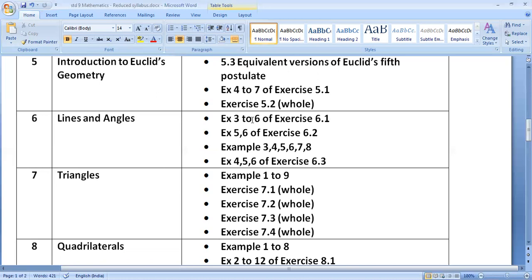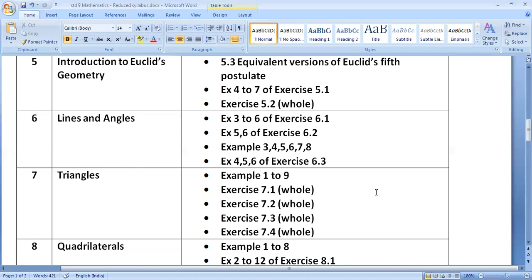Let's come on page number 101. Lines parallel to the same line. In that, as I told you, theorem 6.6 statement you have to prepare. On page 102, example 5 is excluded. Page number 103, example 6 is excluded. I have already mentioned here: examples 3, 4, 5 and 6 are excluded.